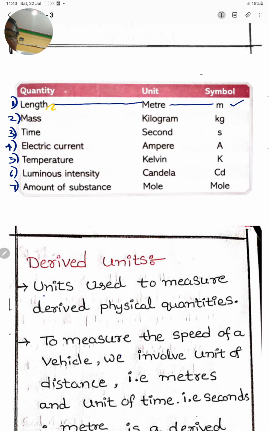Next, what is the unit of mass here? Kilogram. The symbol of kilogram is small k, small g.